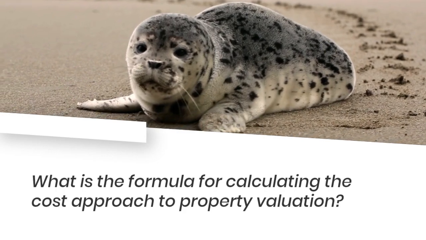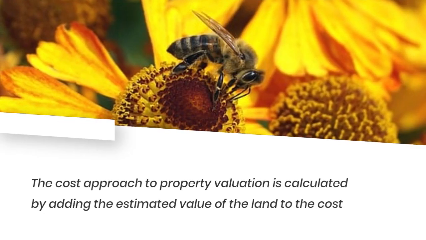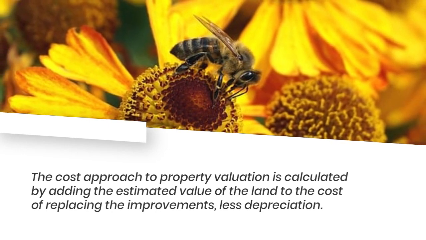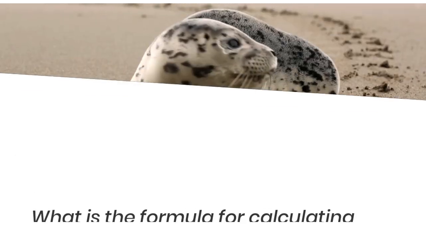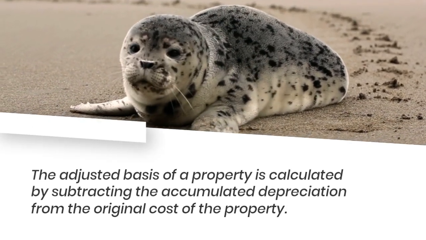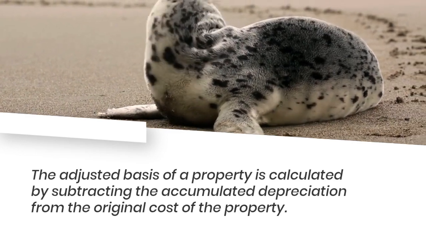What is the formula for calculating the cost approach to property valuation? The cost approach to property valuation is calculated by adding the estimated value of the land to the cost of replacing the improvements, less depreciation. What is the formula for calculating the adjusted basis of a property? The adjusted basis of a property is calculated by subtracting the accumulated depreciation from the original cost of the property.